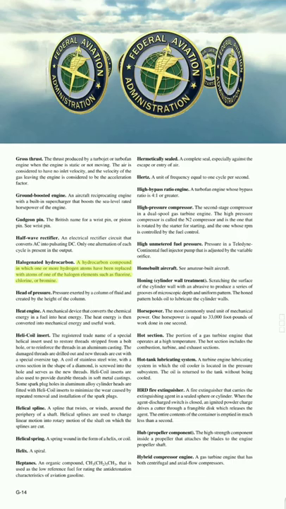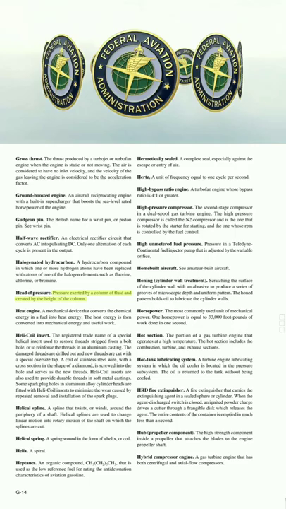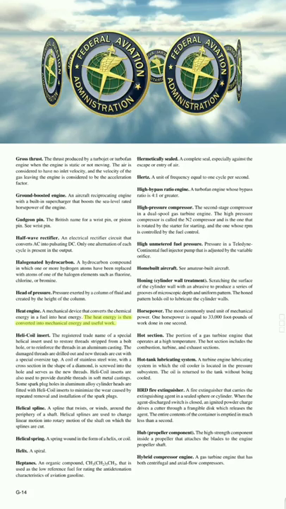Head of pressure. Pressure exerted by a column of fluid and created by the height of the column. Heat engine. A mechanical device that converts the chemical energy in a fuel into heat energy. The heat energy is then converted into mechanical energy and useful work.